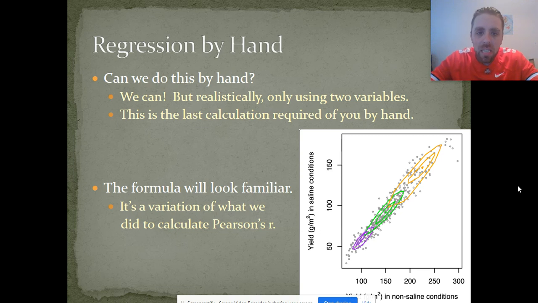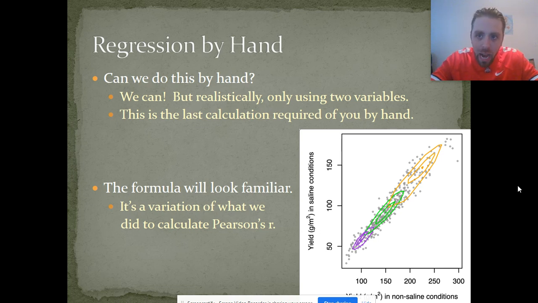So yeah, this is the last calculation required of you by hand, and the formula is actually going to look very familiar. I hope you've been able to ascertain and pick up that bivariate regression is very similar. In this case, it is very similar to bivariate correlation. And as a result, the formula is going to look somewhat similar, and the process is going to feel very similar to us.